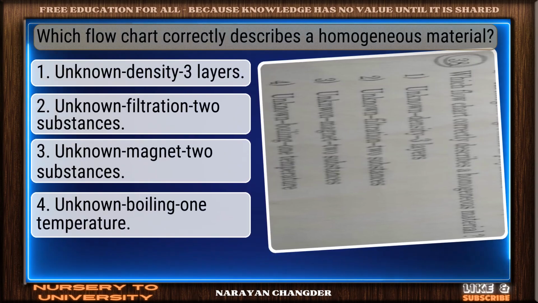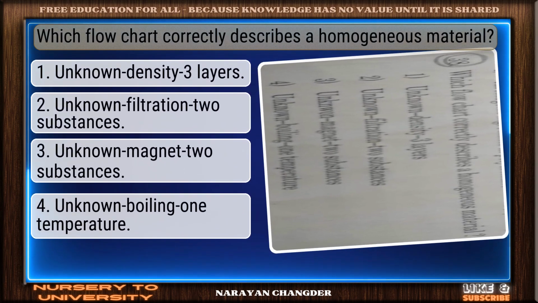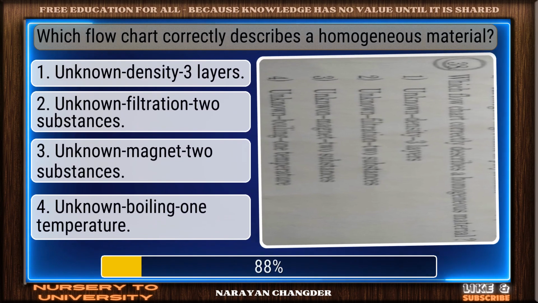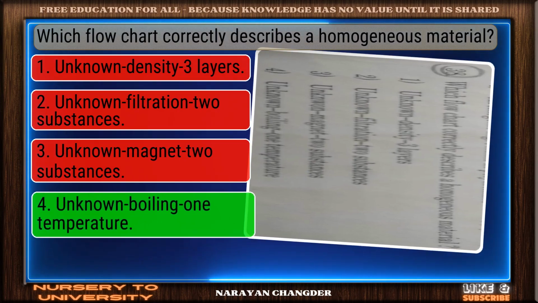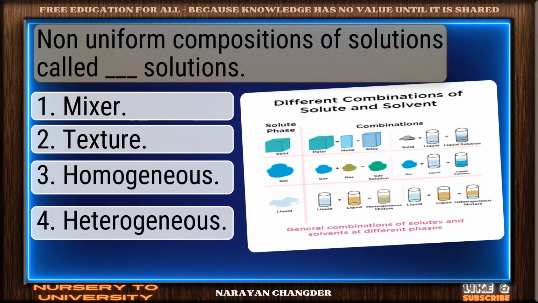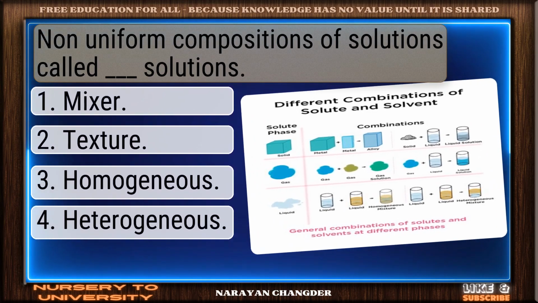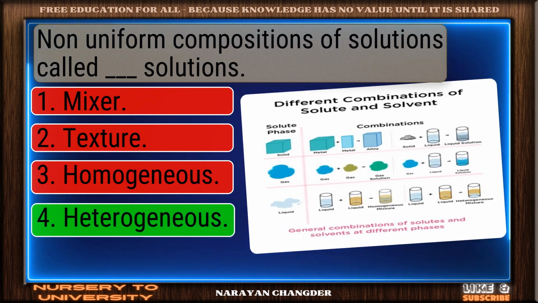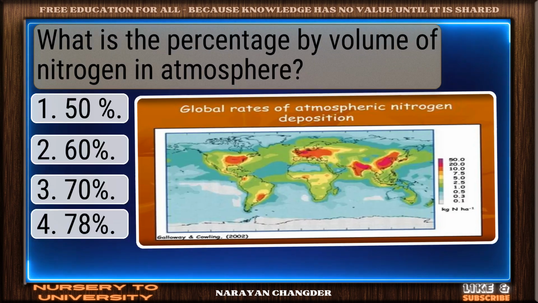Question number 142. Which flow chart correctly describes a homogeneous material? Nice work. You chose unknown boiling temperature, and it is correct. Question number 143. Non-uniform compositions of solutions called dash solutions. You're right. Heterogeneous is the correct answer.